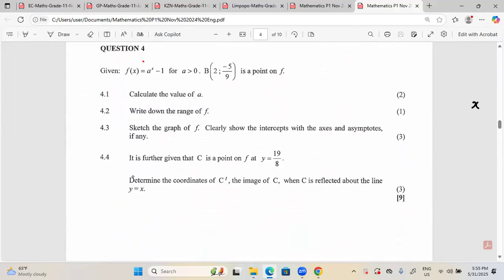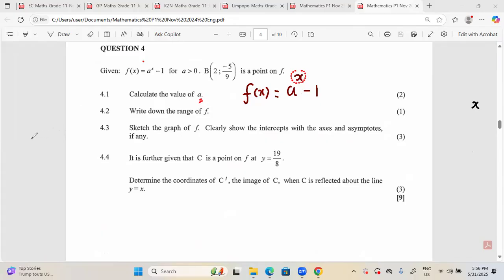This is the exponential f of x. Let us observe this exponential function, f of x. They are saying f of x equals a to the exponent x minus 1. You know that this is the exponential function because the variable x is the exponent, where a is the base. Now, the first question says, calculate the value of a. I love this question.